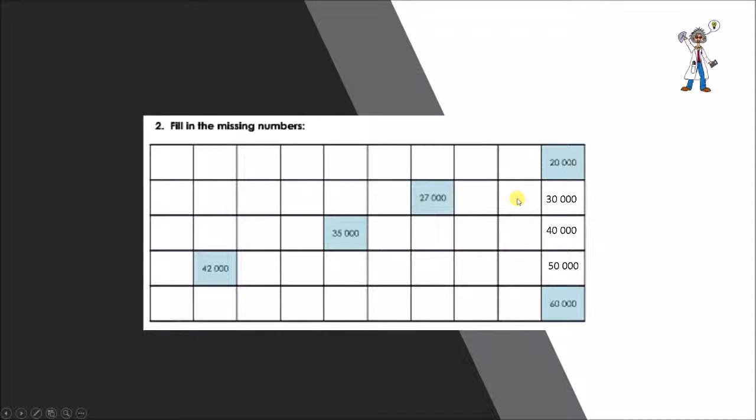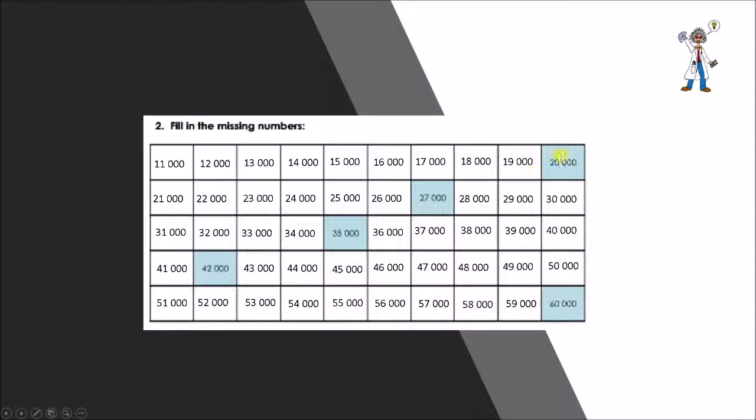Going this way, I see that there's a 27,000 here and a 30,000 here. So we need two numbers in here, which would be 28,000 and 29,000. This way it is easy to notice that we increase by 10,000 going this way, and we increase by 1,000 going that way.